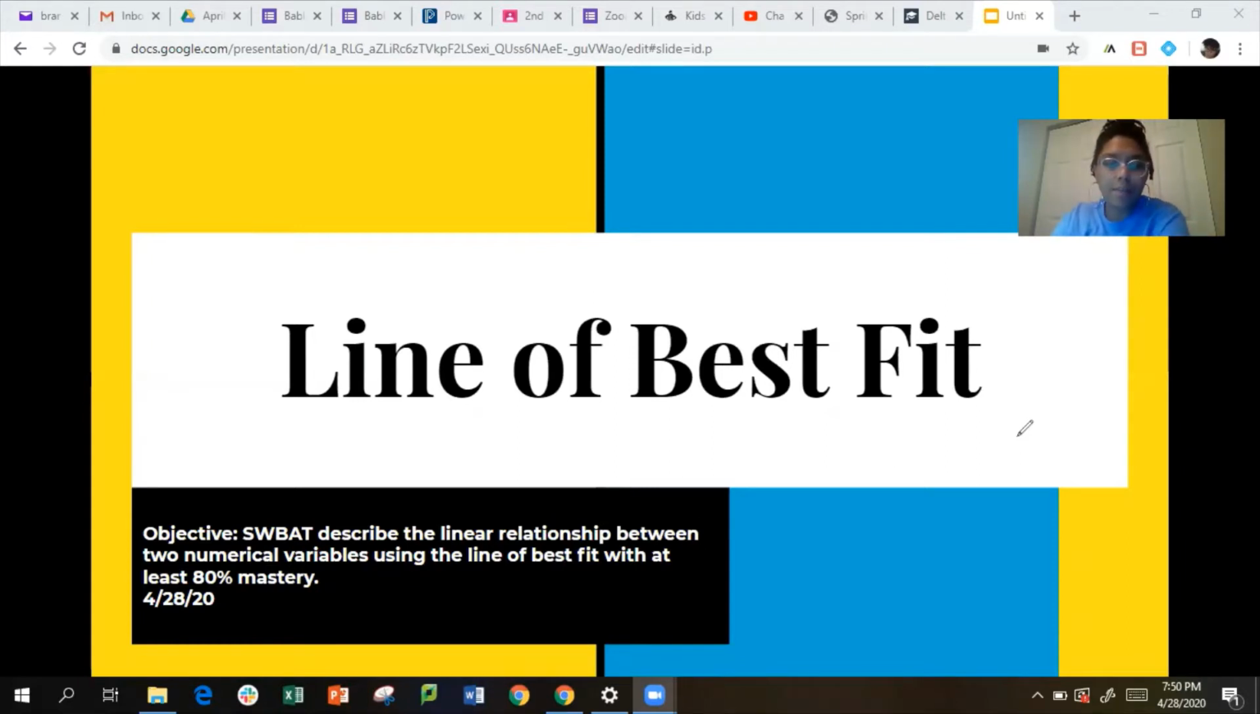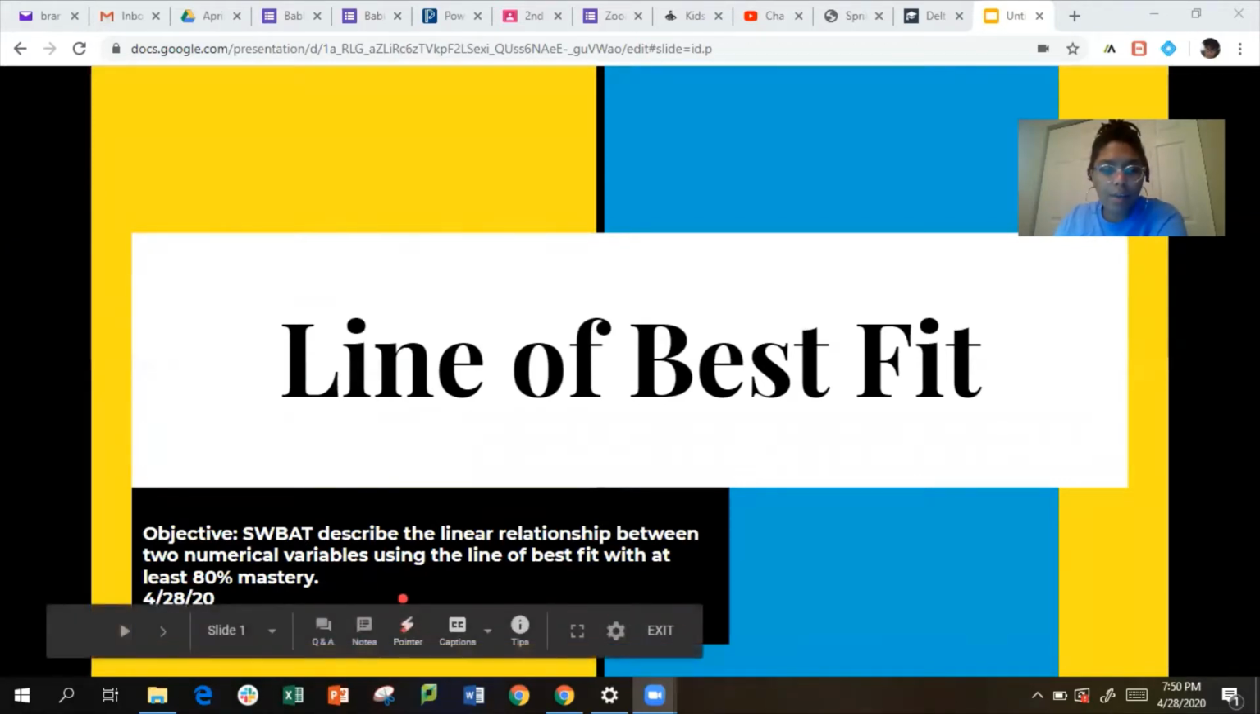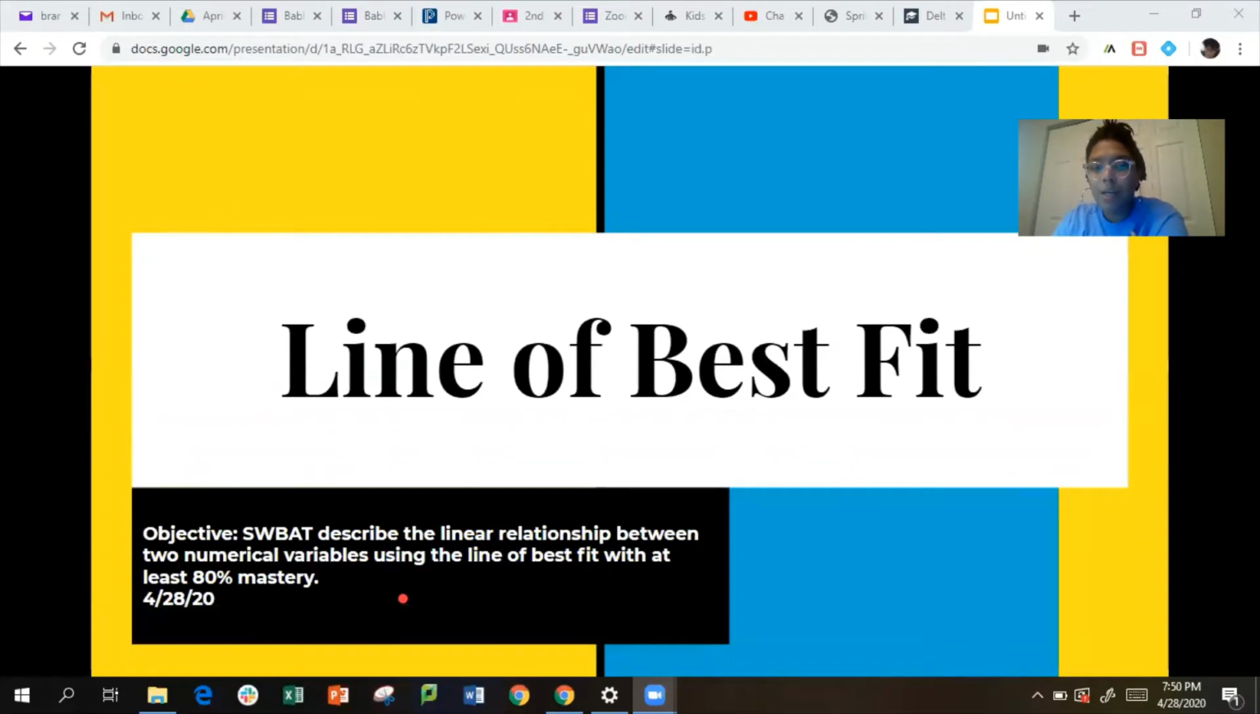Today, we're going to go ahead and get right into our lesson, which is the line of best fit. So the objective here is scholars will be able to describe the linear relationship between two numerical variables using line of best fit with at least 80% mastery.